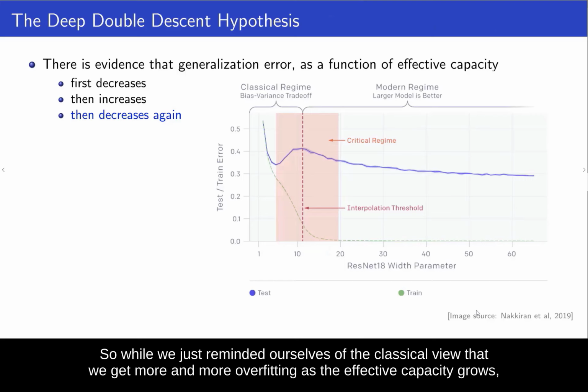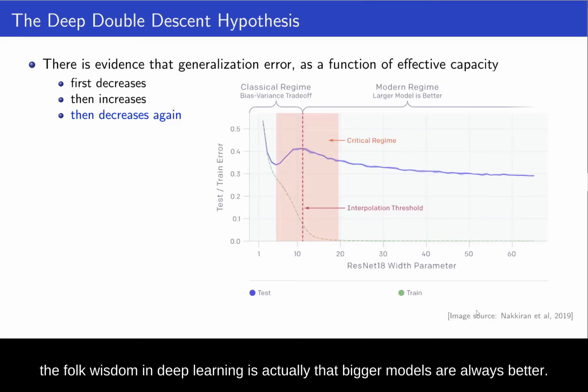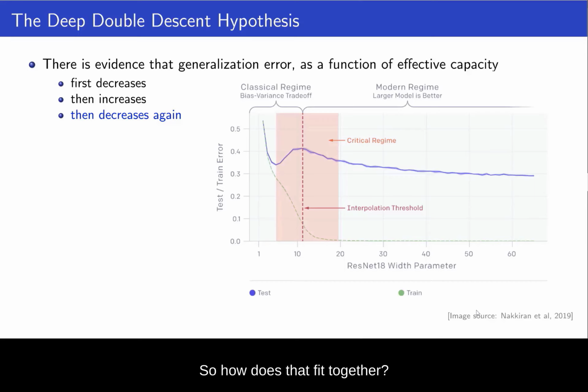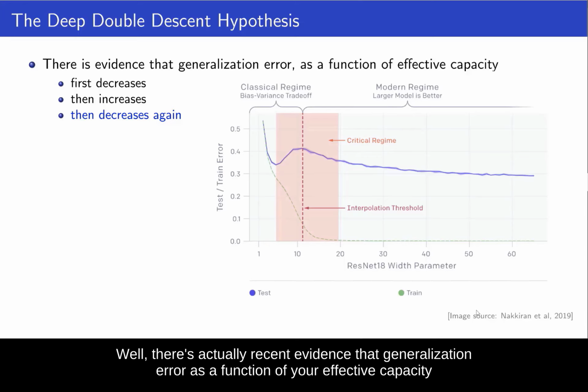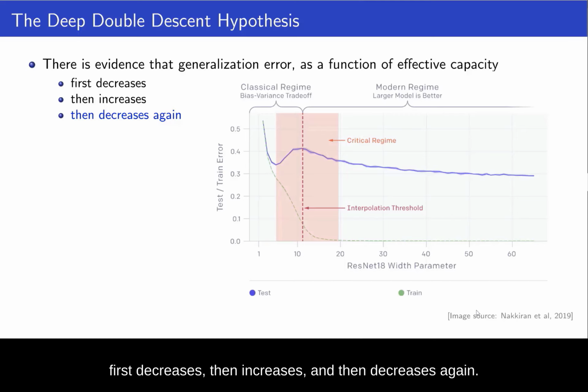So while we just reminded ourselves of the classical view that we get more and more overfitting as the effective capacity grows, the folk wisdom in deep learning is actually that bigger models are always better. So how does that fit together? Well, there's actually recent evidence that generalization error as a function of your effective capacity first decreases, then increases, and then decreases again.